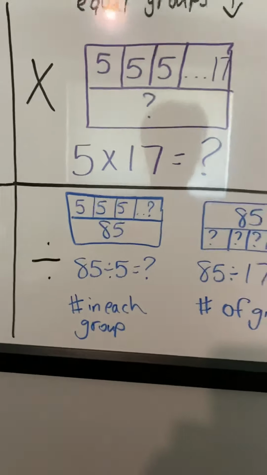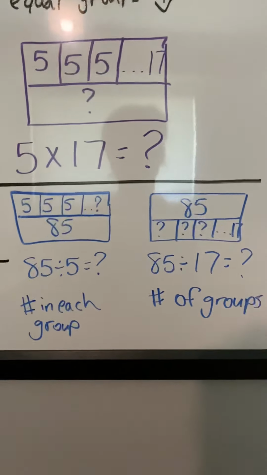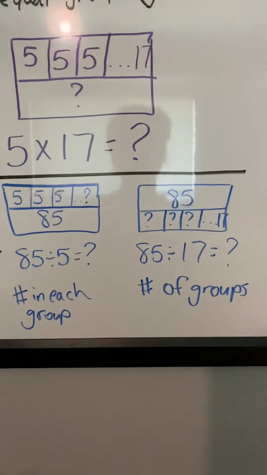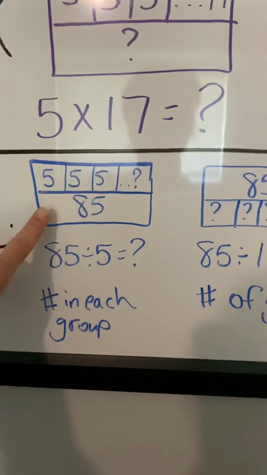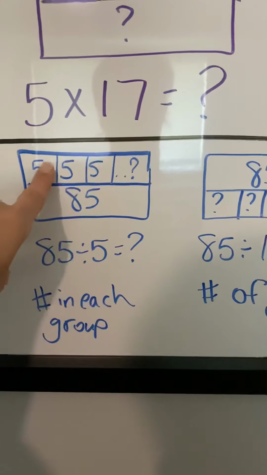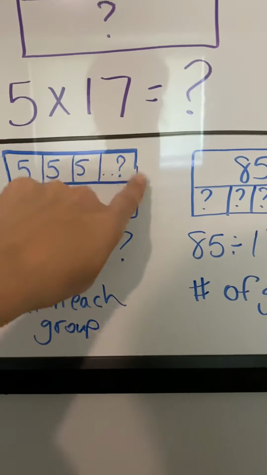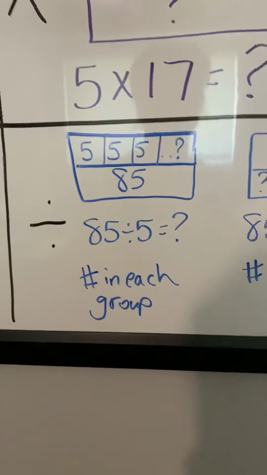Division's a little trickier because in some situations you know how many's in each group, and in other situations you know how many groups there are. Okay, so in division you are given a total. So my total is 85. And I know that there is 5 in each group, but I don't know how many groups there are total. And so it'd be 85 divided by 5, okay?